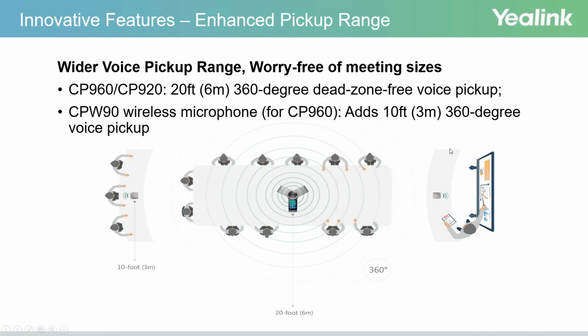So we did briefly see this in the feature set of the CP960s, the pickup radius, but I do want to emphasize the point that the CP960 wireless microphone pods do add an additional 10 feet of coverage per pod. And because it is a DECT radio built in, you do get a pretty good degree of range between the base and the microphone pods. I wouldn't go more than probably 50 feet away. I don't know who has a conference room that big, but they are pretty powerful as far as coverage is concerned.